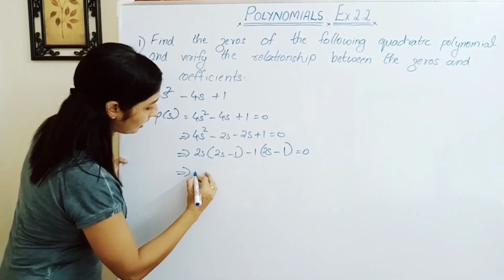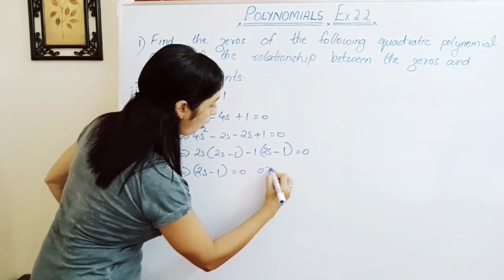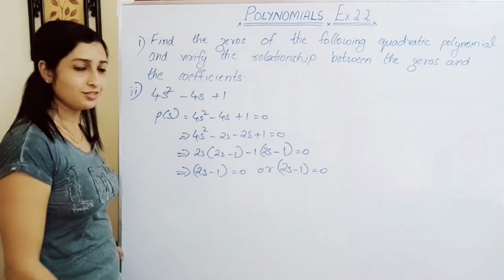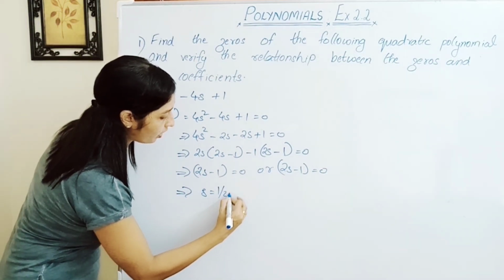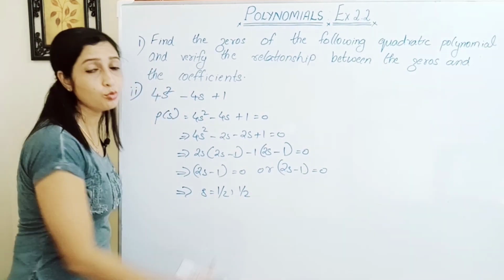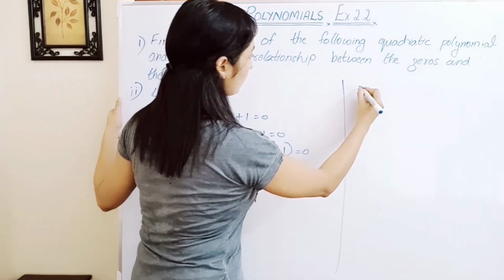So this implies either 2s minus 1 equal to 0 or again 2s minus 1 is equal to 0. So this implies s is equal to 1 by 2, 1 by 2. So these are our zeros. Now let us find the relationship between the zeros and coefficients.